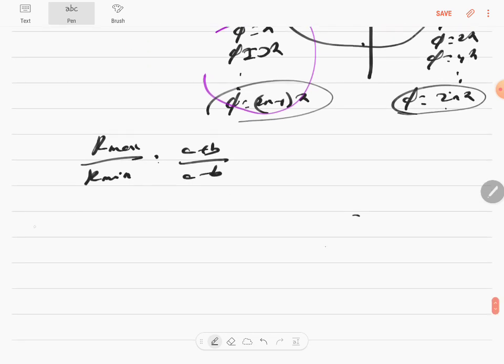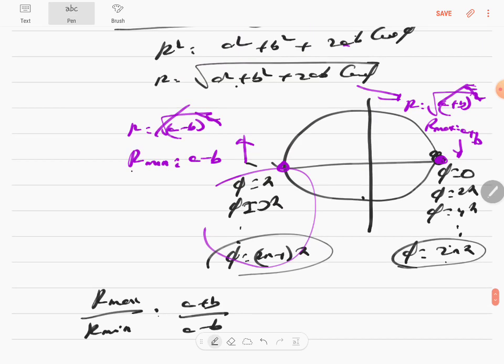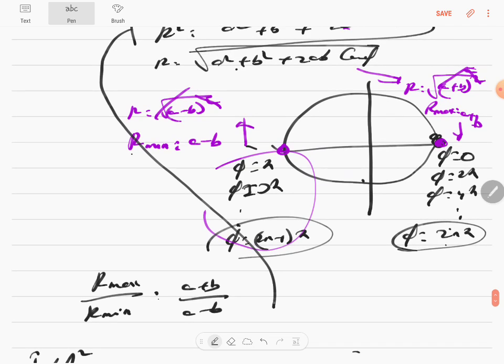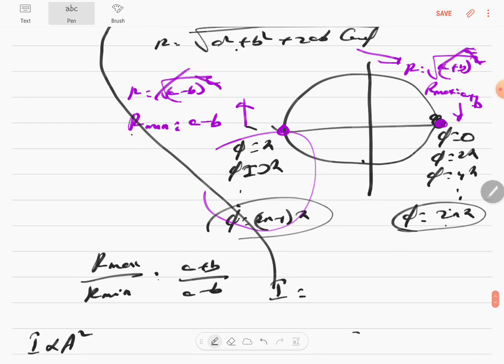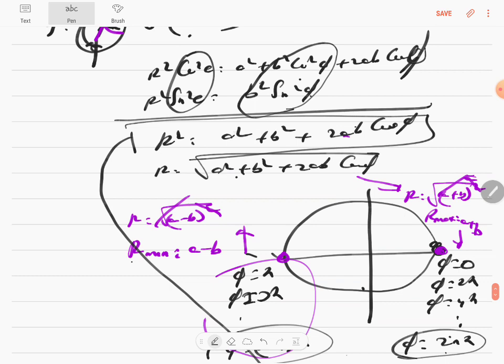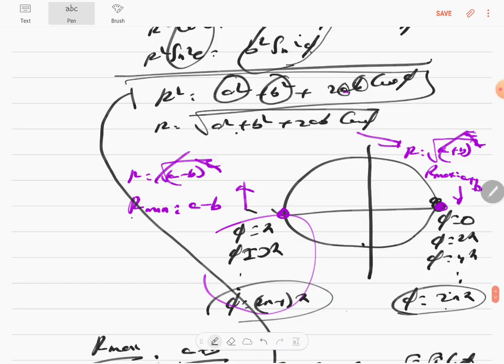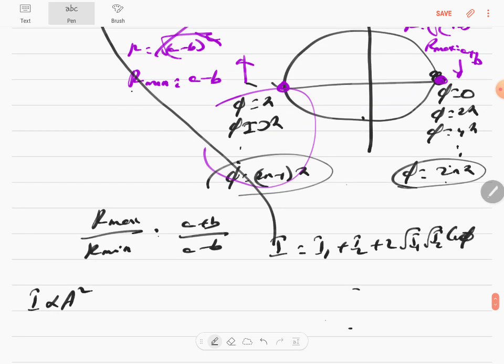Okay, so now you should also know intensity is the square of amplitude. So you have amplitude squared here. Can you see this one? Which can be transcribed to write intensity. So intensity I is equal to I1 plus I2 plus 2 root I1 root I2 cos φ, because a² is I1, b² is I2, and 2ab is 2 root I1 root I2 cos φ. So because intensity is the square of amplitude, you can also write this as (root I1) squared plus (root I2) squared plus 2 root I1 root I2 cos φ.